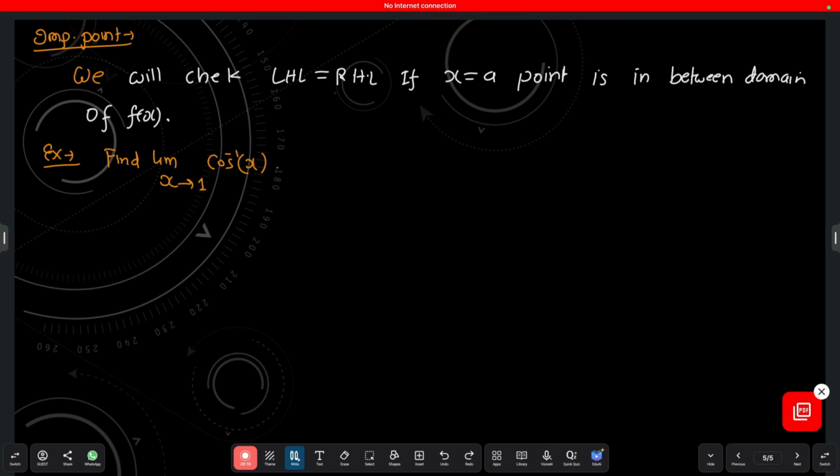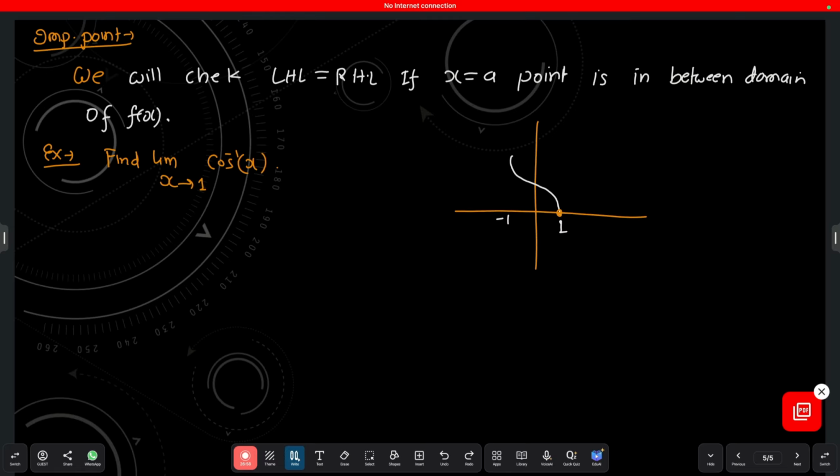Now you already know the graph of cos inverse. Remember the graph of cos inverse, so like this. Here -1, here +1. And here I am asking to check the limit at 1. And what is 1? 1 is not between -1 and 1. 1 is at the end point. Now can you answer my question?